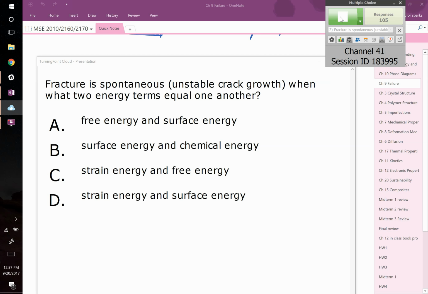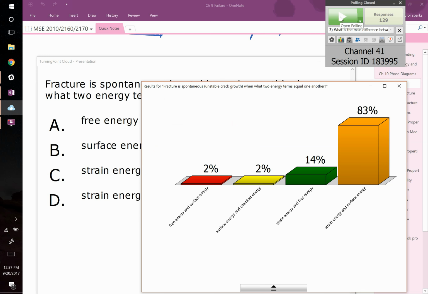Okay, wrapping up the poll. Is it A, B, C, or D? If you don't know, phone a friend. We're going to end right now. Okay, definitely the last one.